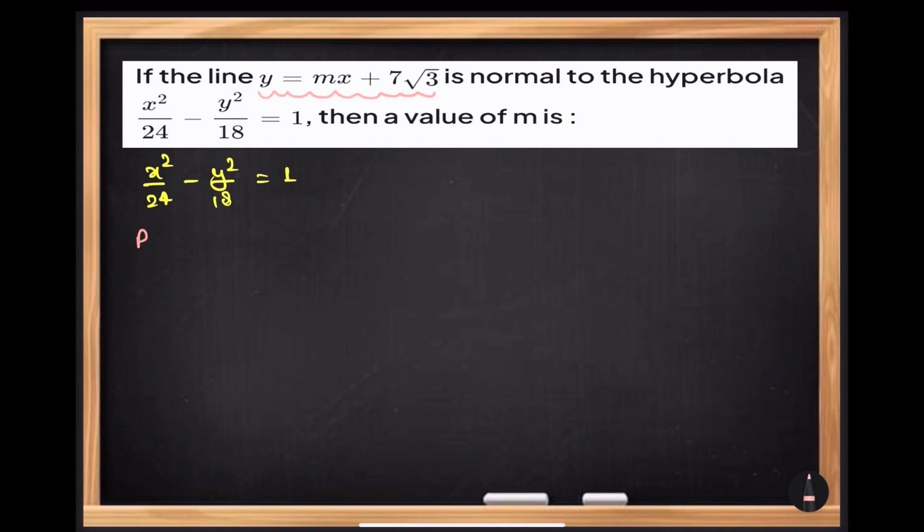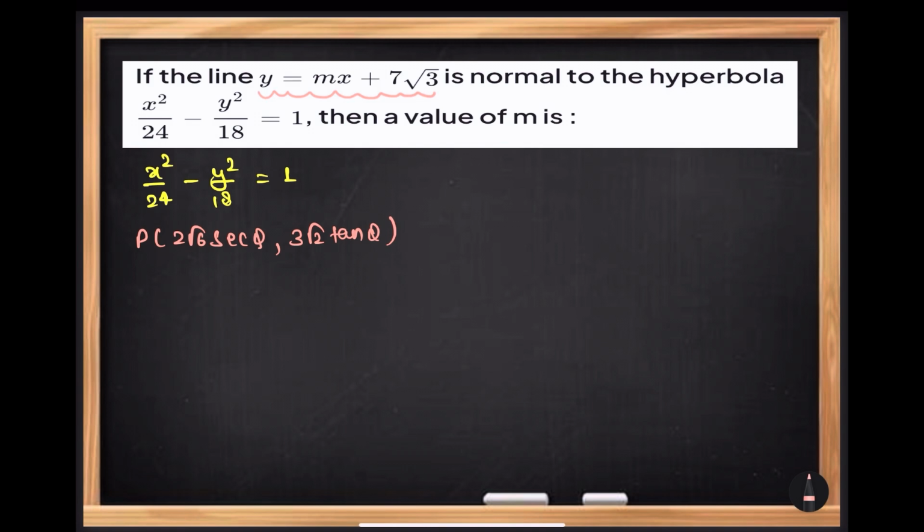So suppose that point P is root 24, so can I say that it is 2 root 6 sec theta? Correct? We used to write a sec theta, b tan theta. Okay, so root 18 tan theta. Root 18 means what? 3 root 2 tan theta. So we got our point.